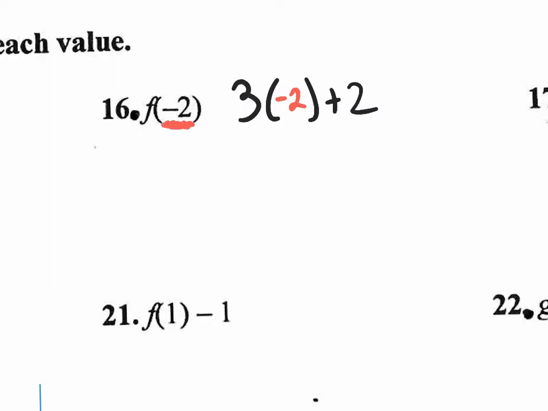Then, of course, you do the math. PEMDAS. Multiply first. 3 times -2 is -6. Bring down plus 2. -6 plus 2 is -4. You see, it's easy. Let's go to 18.